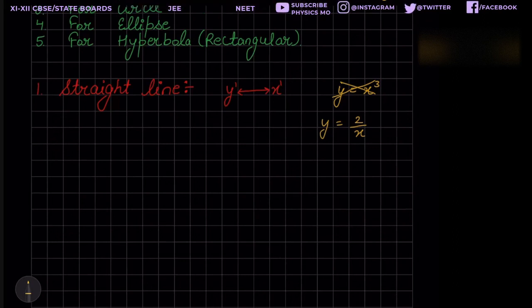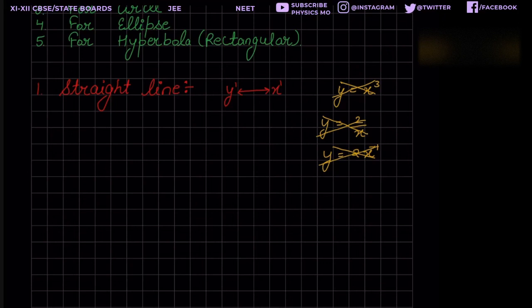They are related as y is equal to 2, and you will write this as x raised to power minus 1. So this will also not be considered a straight line. For a straight line, they should be linearly related to each other, and by saying linearly related, the power of y and the power of x should be 1. उनका 1 पावर होना चाहिए. Only then, in that case only, will it be a straight line.